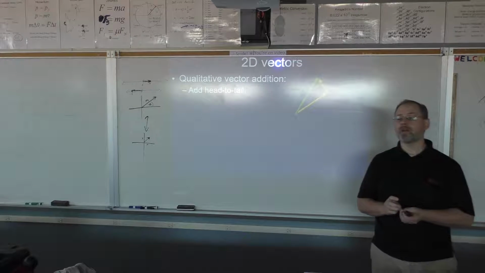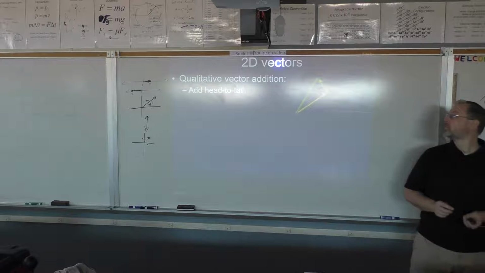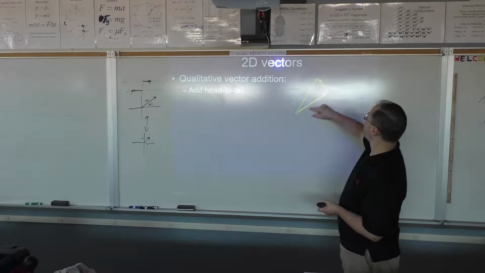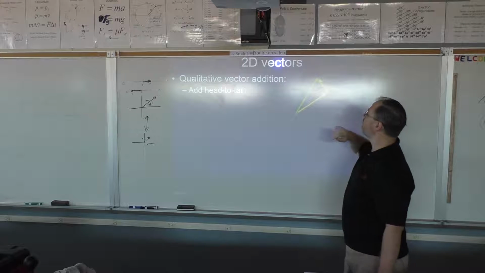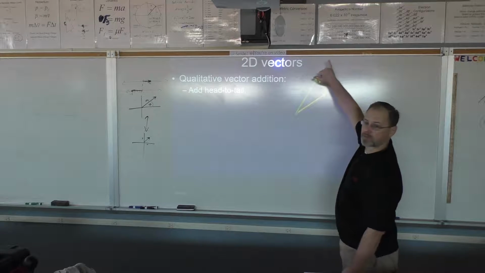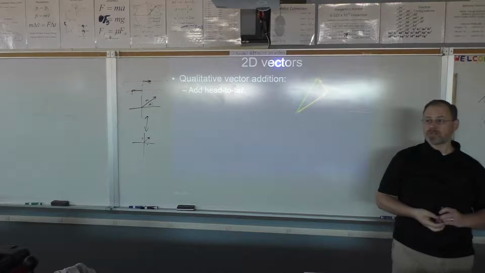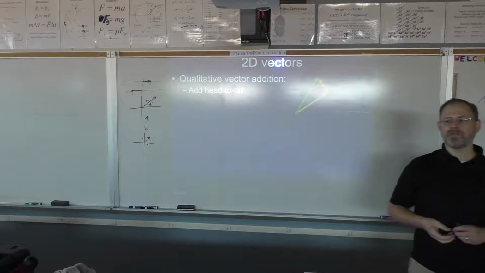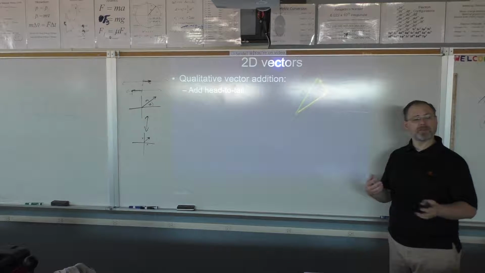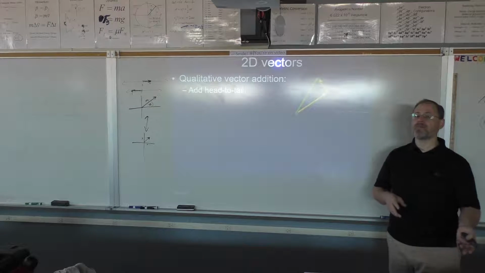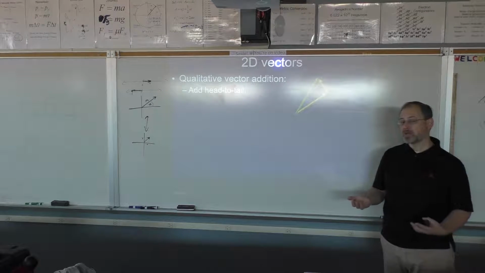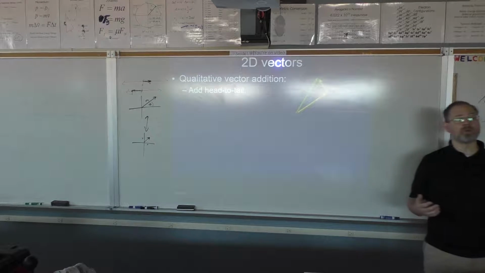Now, does it matter what order you use? So the big vector is the first vector and the little vector is the second vector. Would it matter if you went little vector to big vector? No, it wouldn't, because addition is commutative. So it doesn't matter. 7 plus 5 is the same as 5 plus 7. Similarly, when you add vectors, it doesn't matter what order you add them.